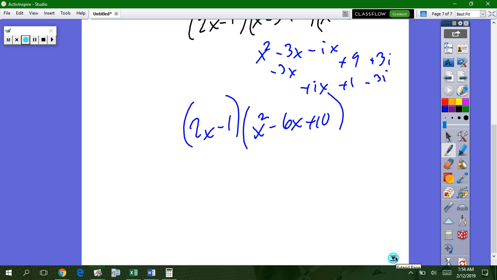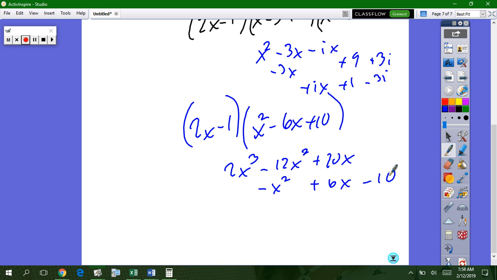Distribute it through. 2x cubed minus 12x squared plus 20x minus x squared plus 6x. This is a plus, I don't want to do it like that. Minus 10 to give me 2x cubed minus 13x squared plus 26x minus 10. There is our polynomial.